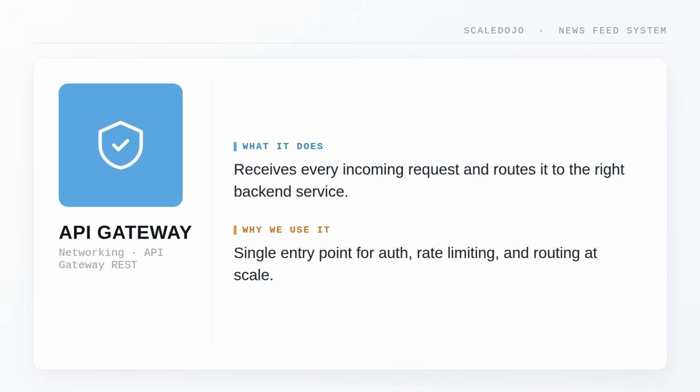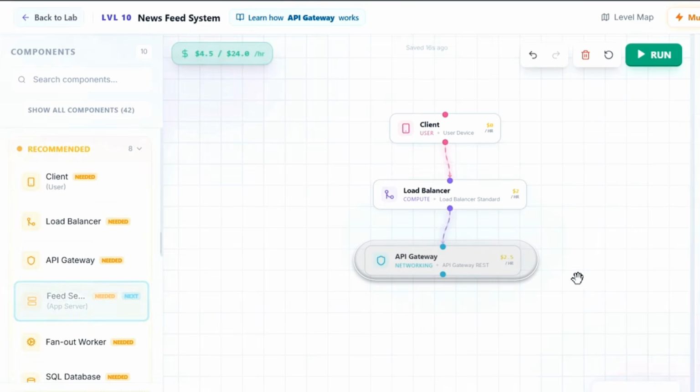After the load balancer, we have an API gateway. The API gateway acts as the single entry point into the backend system. Before forwarding any request, it performs common responsibilities such as authentication, authorization, request validation, rate limiting, logging, and request routing. By centralizing these operations inside the gateway, the backend services remain focused only on the business logic. After completing these checks, the API gateway forwards the request to one of our feed service instances.